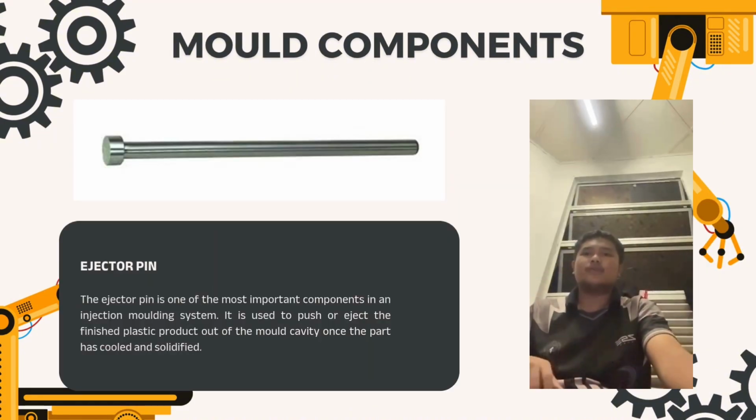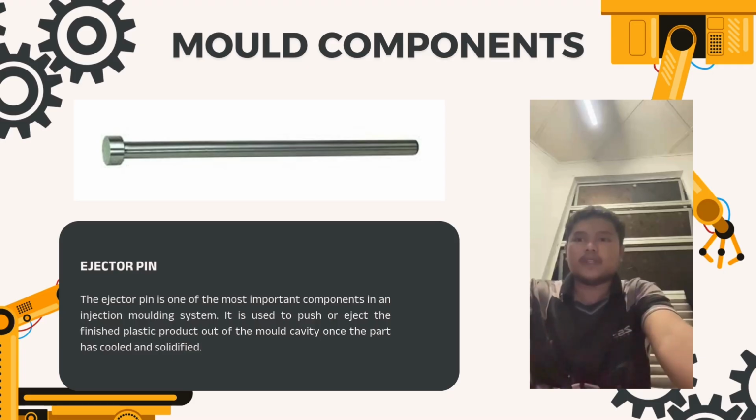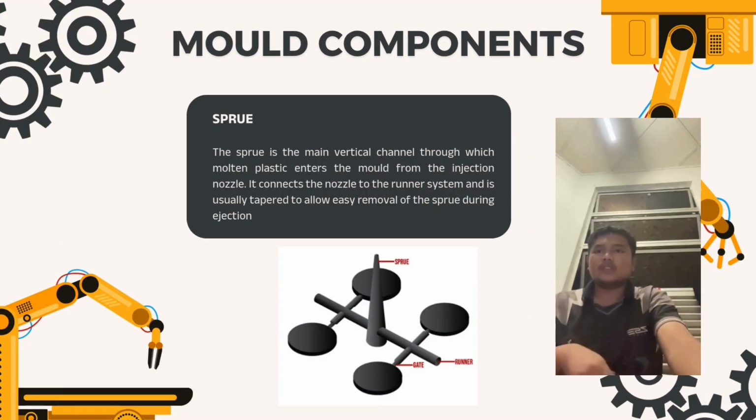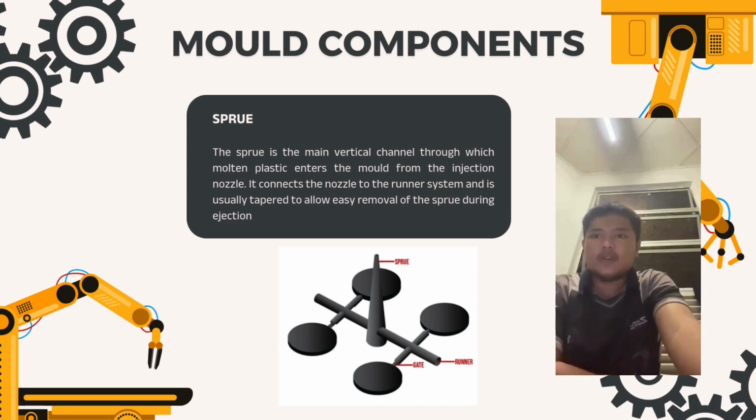Okay, next small component is the ejector pin. The ejector pin is one of the most important components in an injection molding system. It is used to push or eject the finished plastic product out of the mold cavity once the part is cooled and solidified. Next is the sprue. The sprue is the main vertical channel through which molten plastic enters the mold from the injection nozzle. It connects the nozzle to the runner system and is usually tapered to allow easy removal of the sprue after injection.